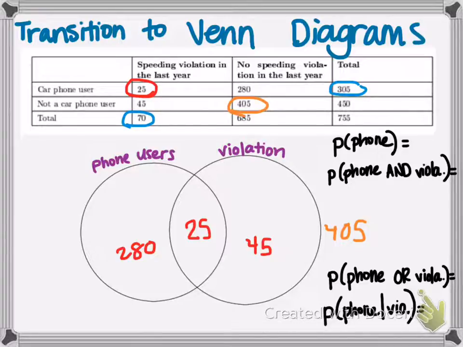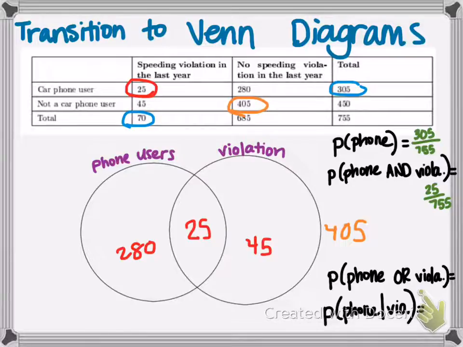Okay, so the probability that I've got phone users, this visual is this. All of my phone users are the people that are anywhere in this phone circle. So I've got 305 out of my 755 again. That might be a repeat from the warm-up. Okay, the next one is the probability that somebody is a phone user and a speeding violator. So if they're going to be an and, they have to be a part of both of those circles. The only people that are a part of both circles are the people in this overlap here, so that's 25 out of 755.